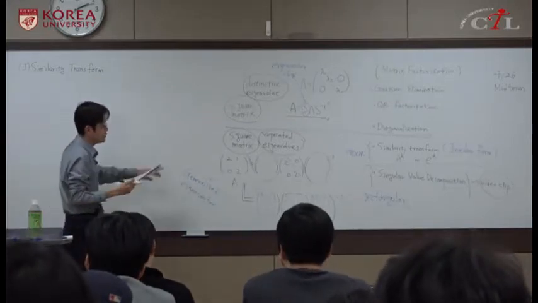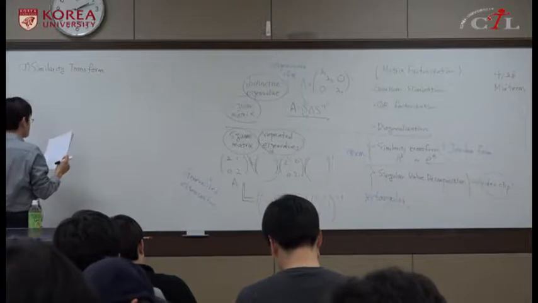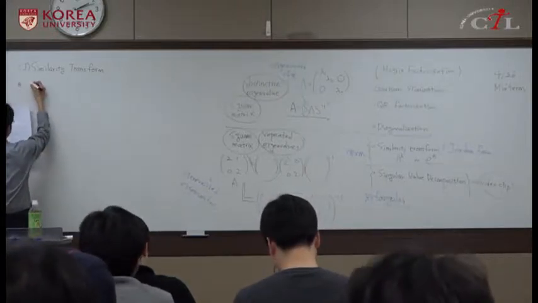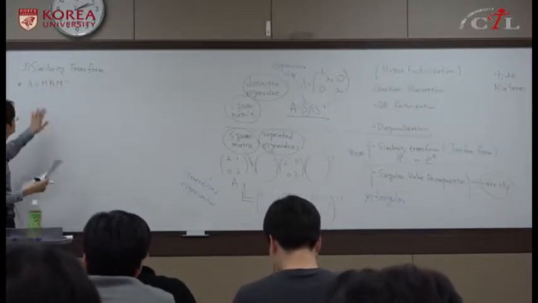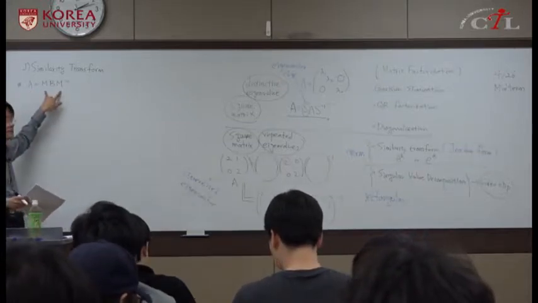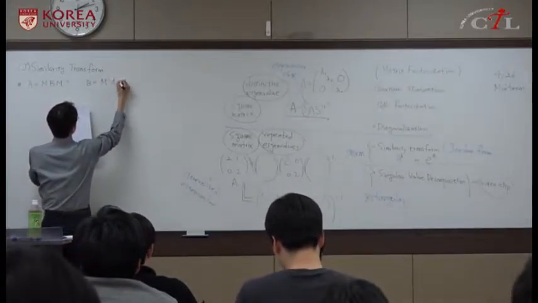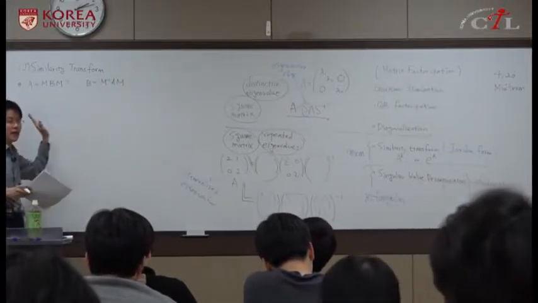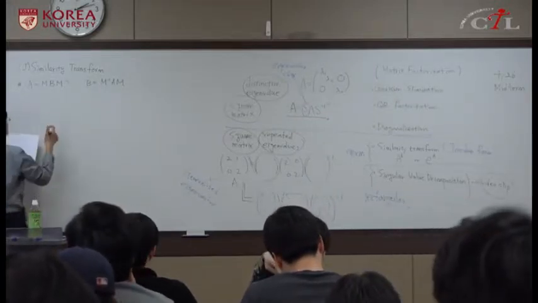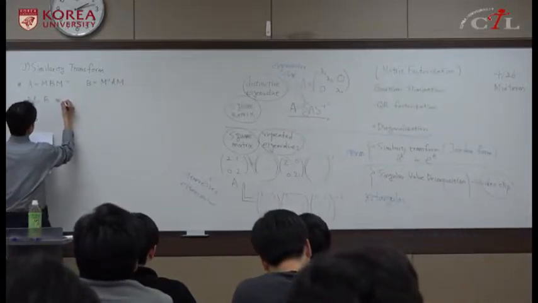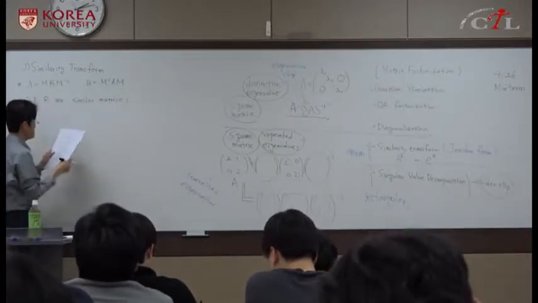Okay, the motivation is like this. What if a matrix cannot be diagonalized because of this? Then we define a similar matrix, for example, A equal to M B M inverse. If we can find M that links A and B, in other words, if we can write it like this, then A and B are similar matrices.